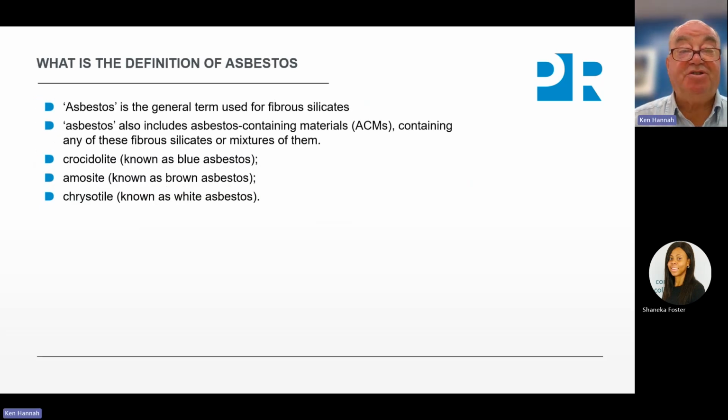Well, first of all, it'd be good to start with the definition of asbestos as the regulations require. Asbestos is the general term used for fibrous silicates. The term asbestos also includes asbestos-containing materials, otherwise known as ACMs, which contain any of these fibrous silicates or even mixtures of them. Blue asbestos is crocidolite, brown asbestos is amosite, and white asbestos is chrysotile, and there are many variations, as we'll go on to see.